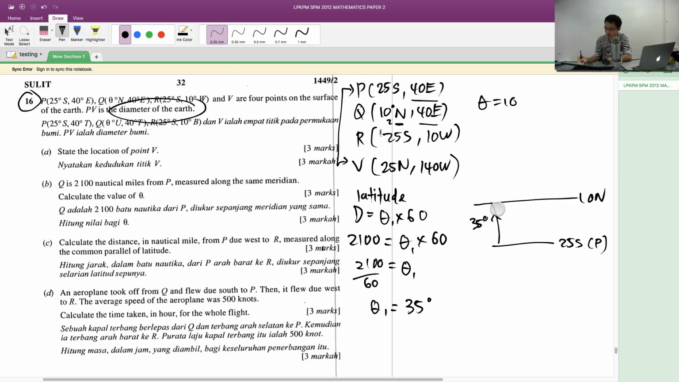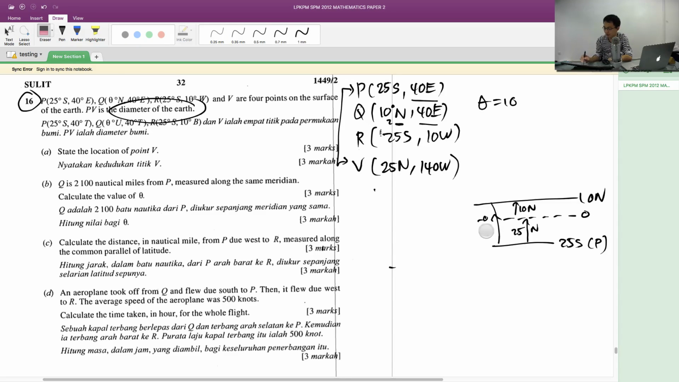Alright, this part you should be able to understand. Because 25 south, when you move 25 degrees, you will reach 0, because you're moving northward. And then because it's 35, you need to move another 10 to the north, so that's why you get 10 north. Alright, if you understand, I'm going to move on to C. Calculate the distance in nautical miles from P. Okay, let me erase all this. If you don't understand, ask me again.